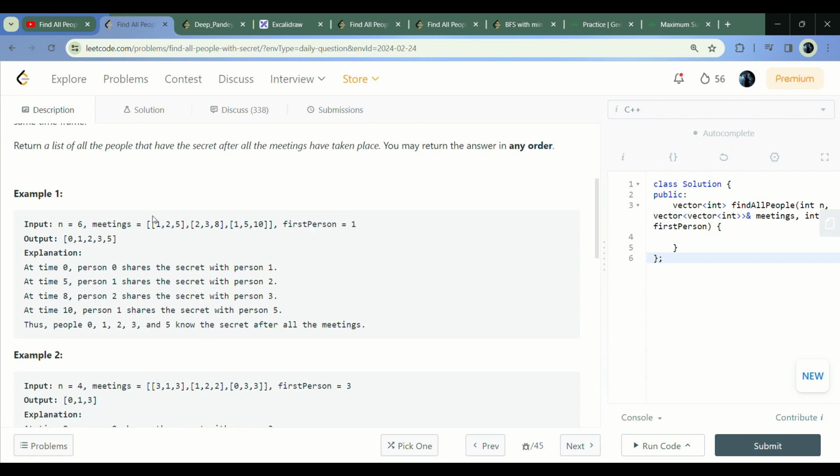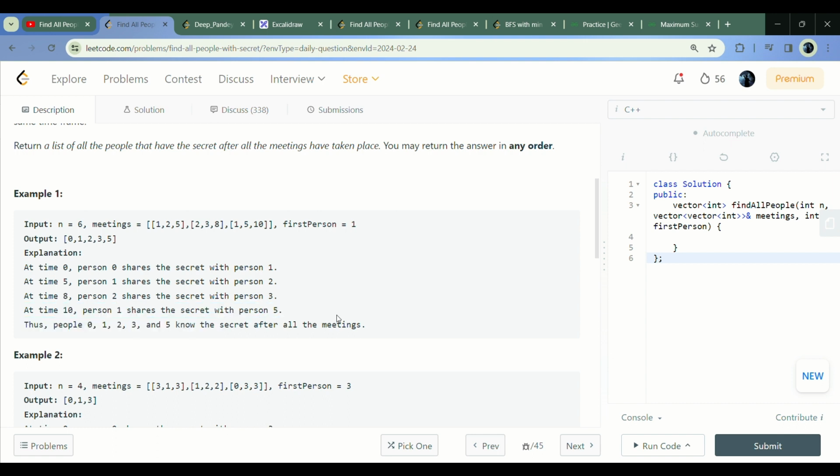That means that here 1 knows the secret and 1 will share the secret with 2, and then 2 will share the secret with 3, and then 1 again will share the secret with 5. So how many people know the secret now? Person 0 first shared the secret with person 1, at time equal to 0. Then at time 5, person 1 shares the secret with person 2. Then at time equal to 8, person 2 shares the secret with person 3, and at last at time 10, person 1 shares the secret with person 5.